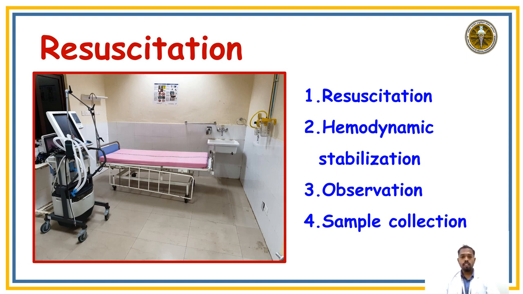Once the patient is hemodynamically stable, then you can go for observation, which means the patient is observed for any deterioration. Then sample collection for COVID-19. Why is it required? Since it is a trauma and emergency department and the patient is inside the suspect zone, you need to be very clear whether the patient is COVID-19 positive or COVID-19 negative.